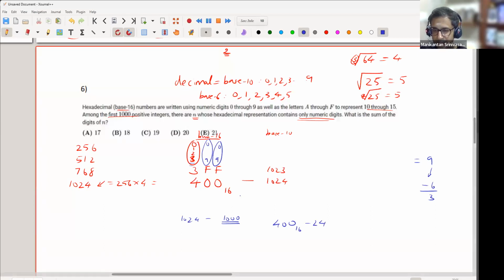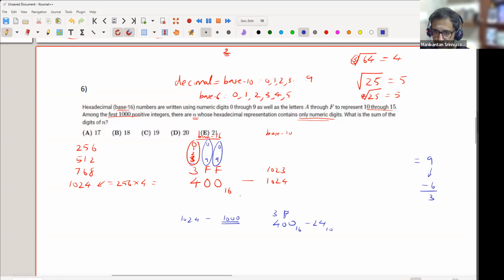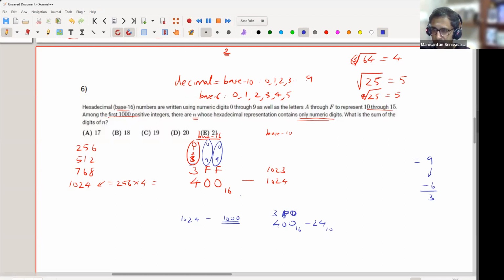I'm saying 24 in base 10. Just so that you get an approximation, we'll have to go for 1 units place less. 3F0 would be 16 less than 400. Do you agree? 3F0 will be 16 less, but we need to go 24 less. So 3E0 will be 32 less.